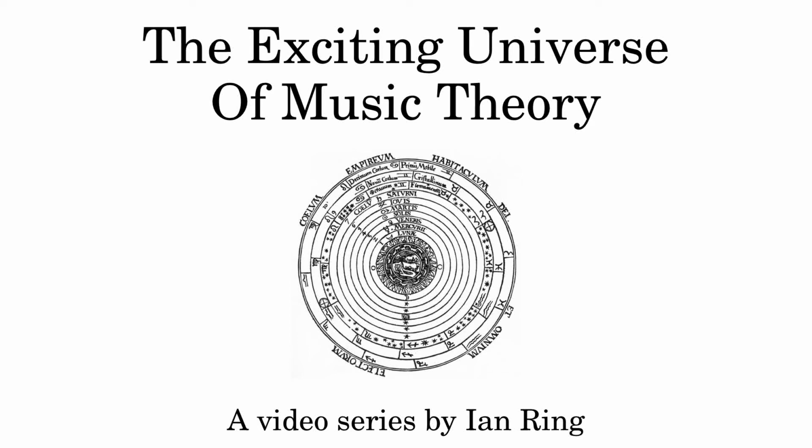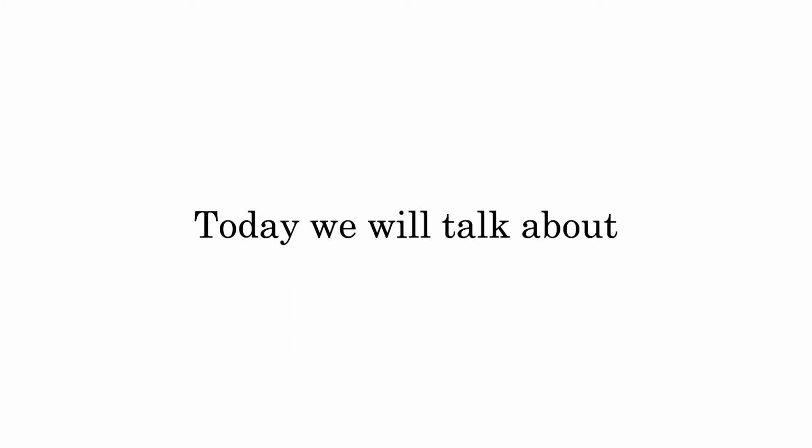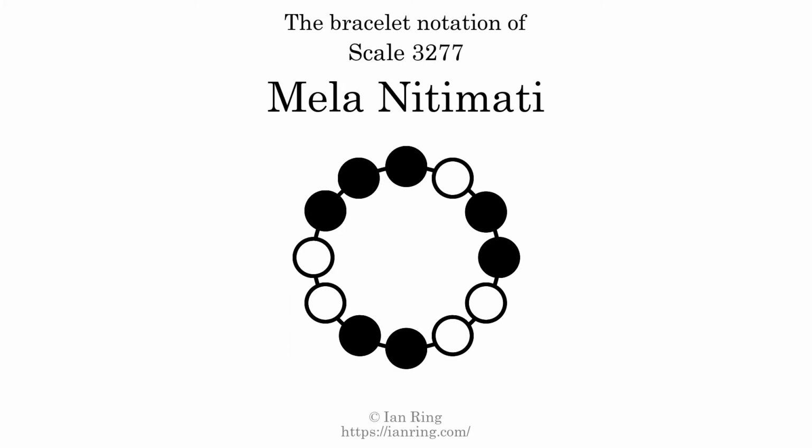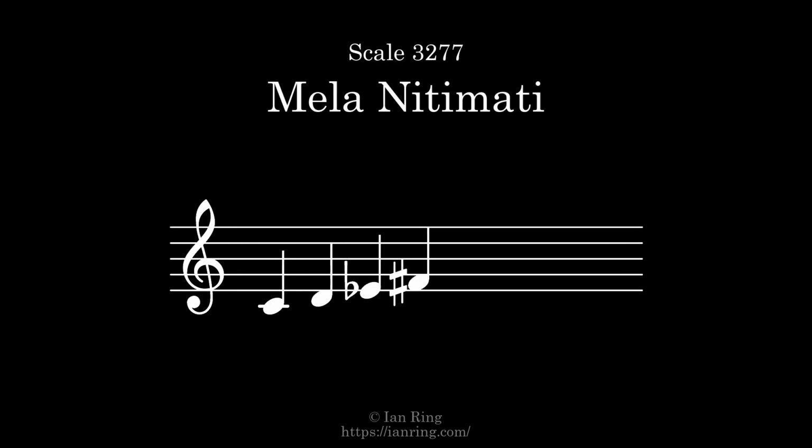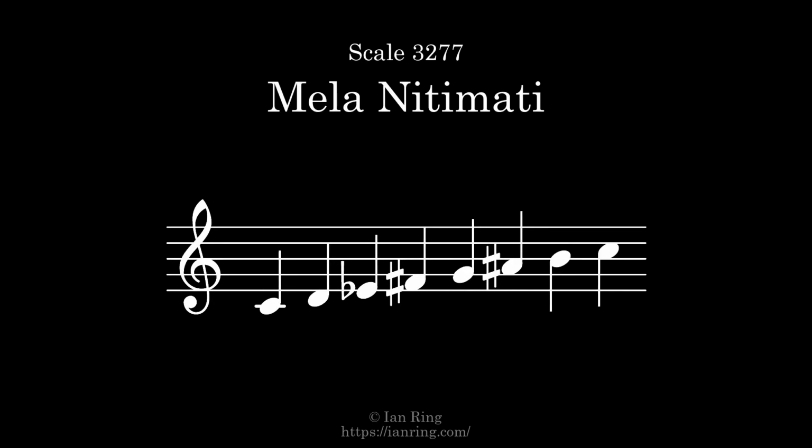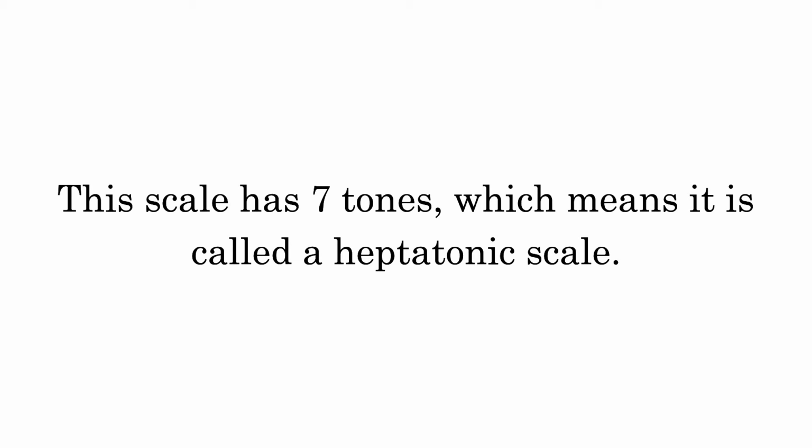Welcome to the exciting universe of music theory. Are you ready to learn? Then let's begin. Today we will talk about Scale 3277, Mela Nitimati, which sounds like this. This scale has 7 tones, which means it is called a heptatonic scale.